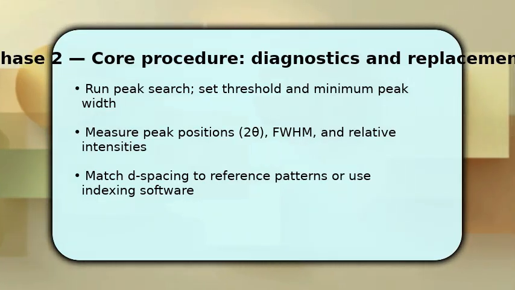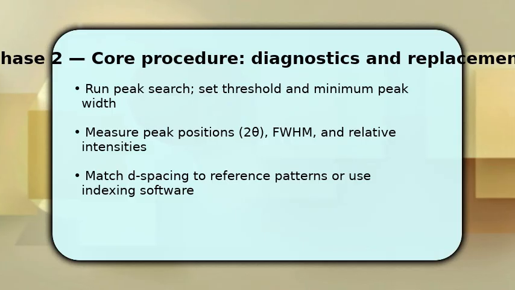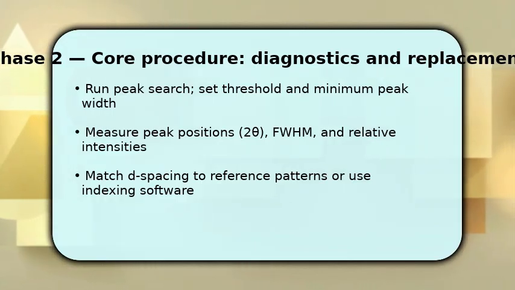This prevents false positives. Once peaks are found, measure each peak's 2θ position, FWHM, and relative intensity. These values reveal phase identity and crystallite size. Then convert 2θ to d-spacing and compare to reference patterns or feed data into indexing software to assign Miller indices.